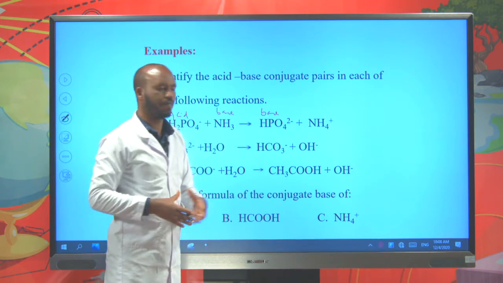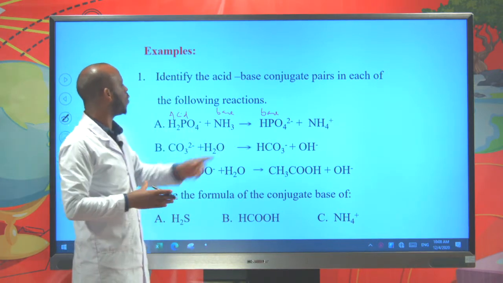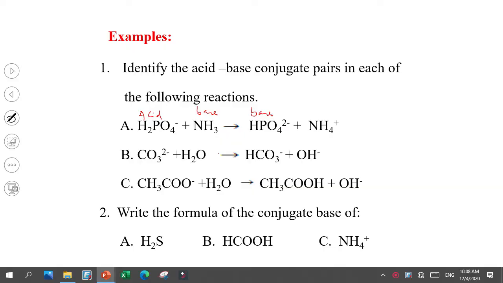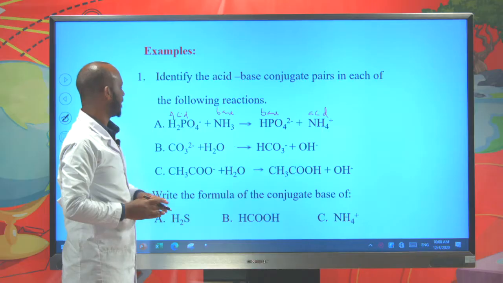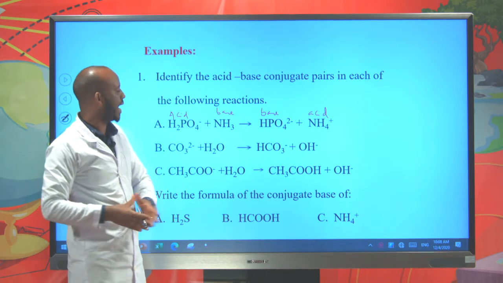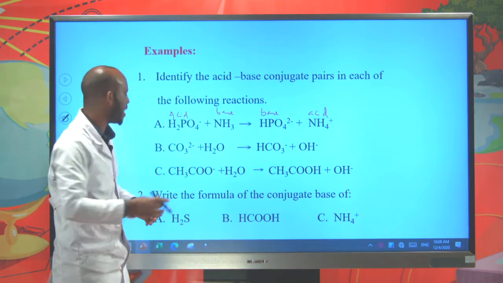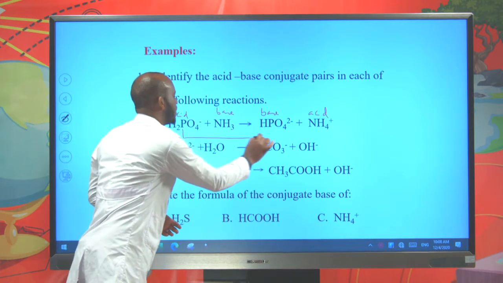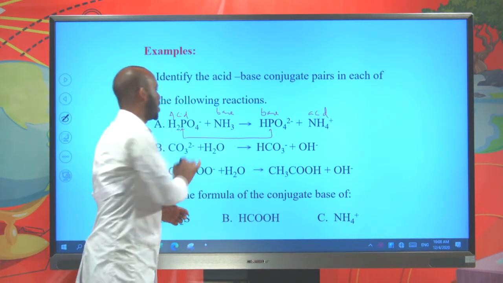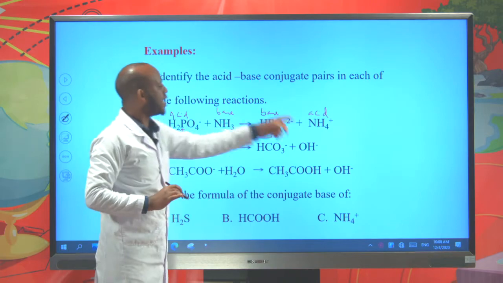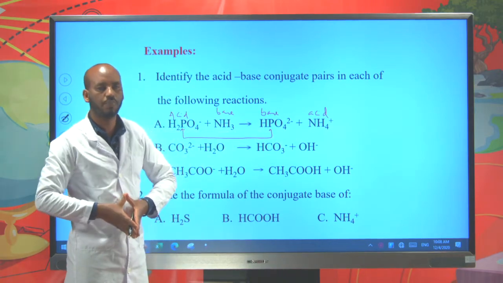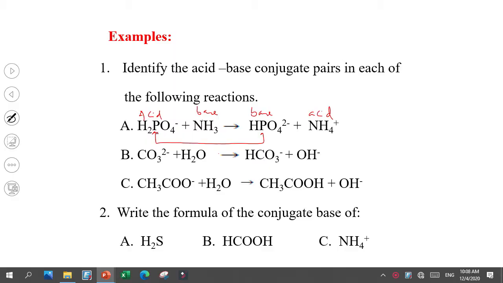NH4 plus is the conjugate acid of the weak base ammonia. Therefore, dihydrogen phosphate and monohydrogen phosphate are conjugate acid-base pairs. Ammonia and NH4 plus are also conjugate acid-base pairs.